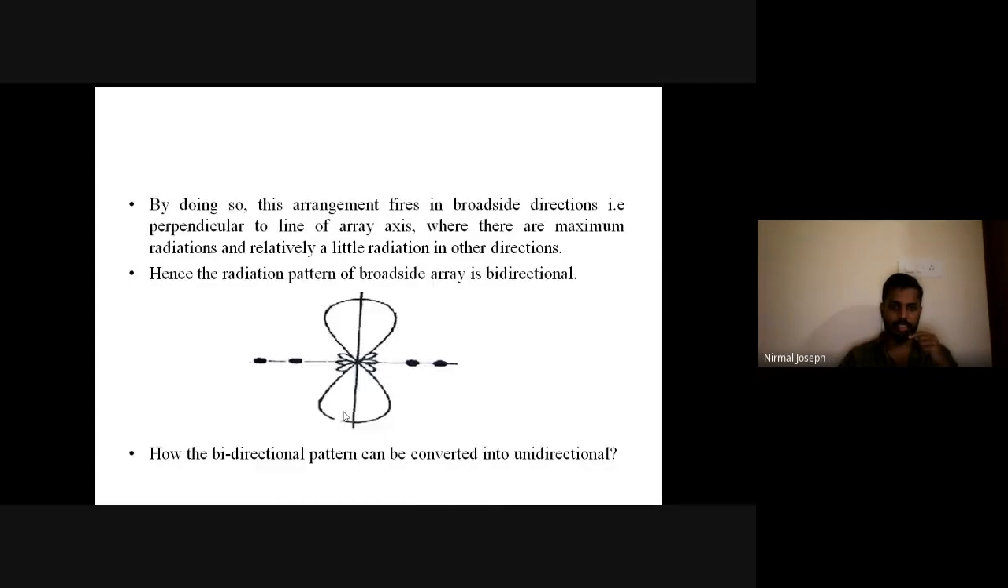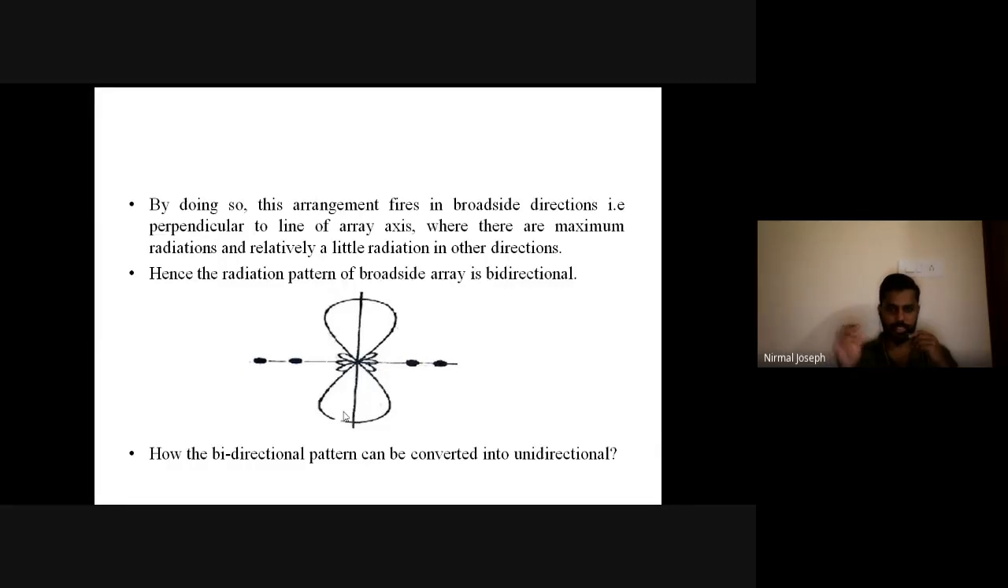By supplying currents of equal magnitude in phase, this arrangement fires in broadside directions. That means the direction is perpendicular to the line of the array axis, where there is maximum radiation and relatively little radiation in other directions. Hence the radiation pattern of a broadside array is bidirectional.